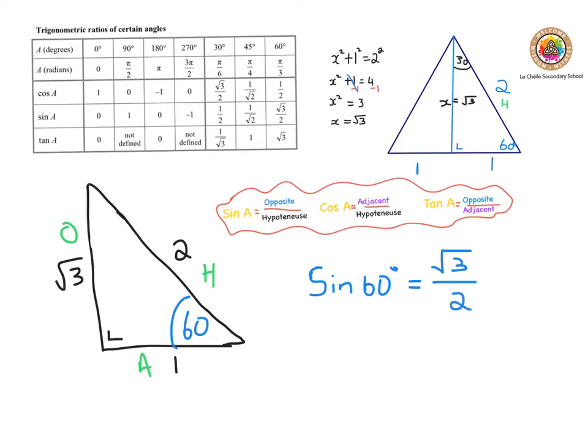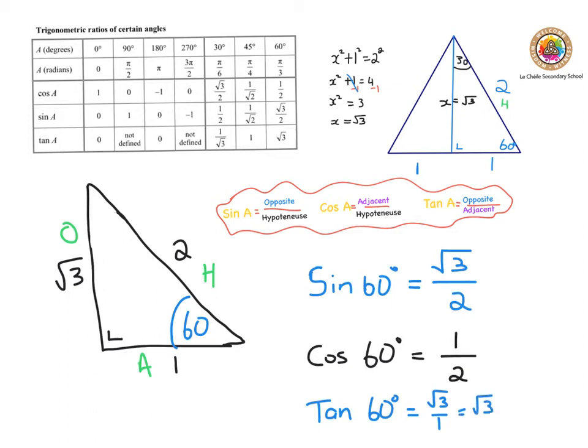Okay, the next one then, cos of 60 degrees. Well, that's equal to the adjacent, which in this case is 1, over the hypotenuse, which is 2, so a half. And then lastly, tan of 60 degrees is equal to the opposite, which is root 3, over the adjacent, which is 1, which is just the same as root 3. Okay, so that's our trig ratios for 60 degree angles completed.